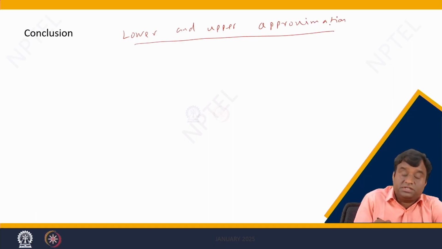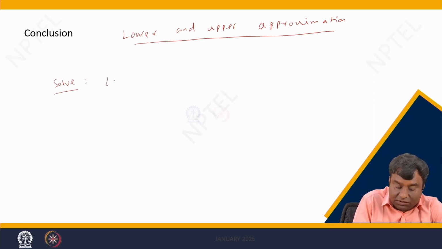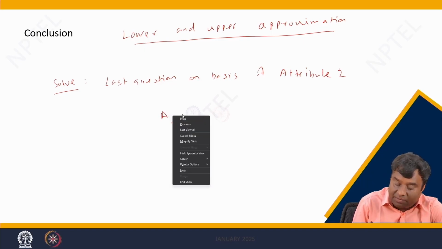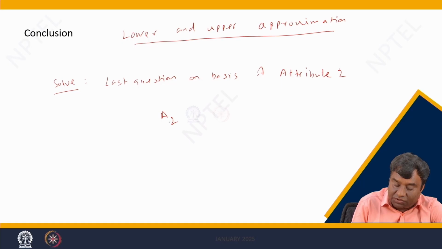So you just try to solve the previous question. We solved it on the basis of attribute 1, so now solve it on the basis of attribute 2. The target set is the same. Try to find the lower approximation of X and the upper approximation.